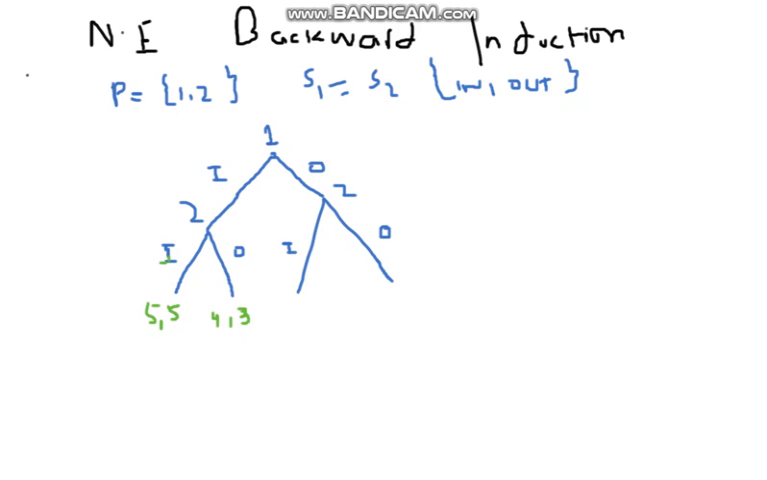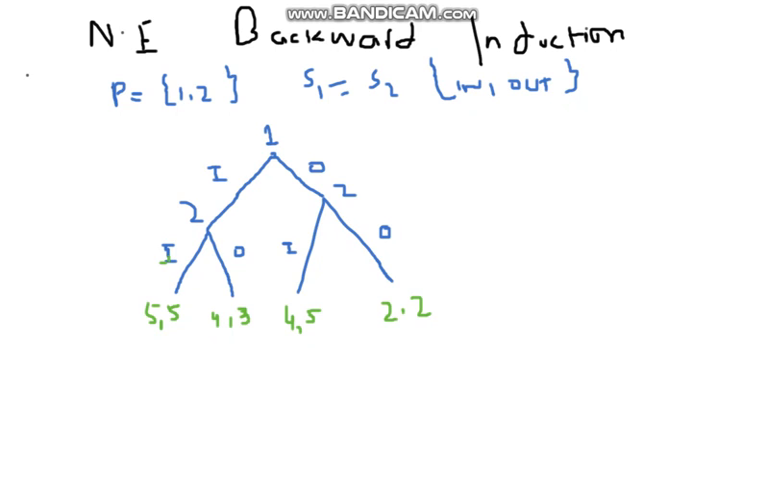When player 1 chooses to stay out, he gets the payoff of 4, whereas player 2 gets the payoff of 5. On the other hand, when both players choose to stay out, they both get the payoffs of 2 and 2.